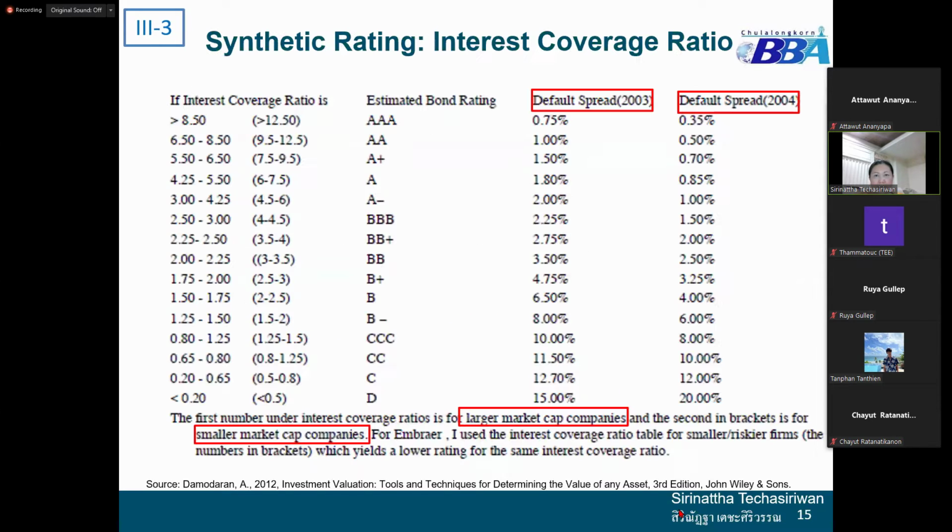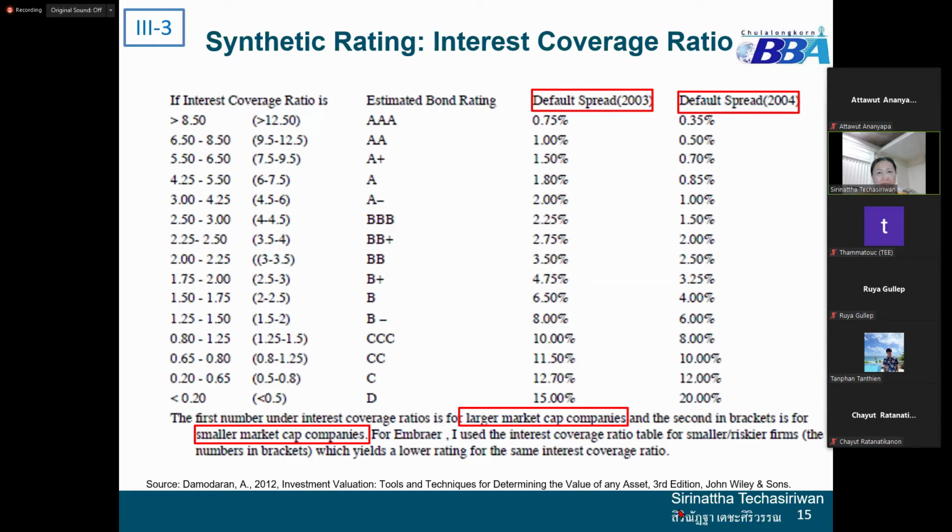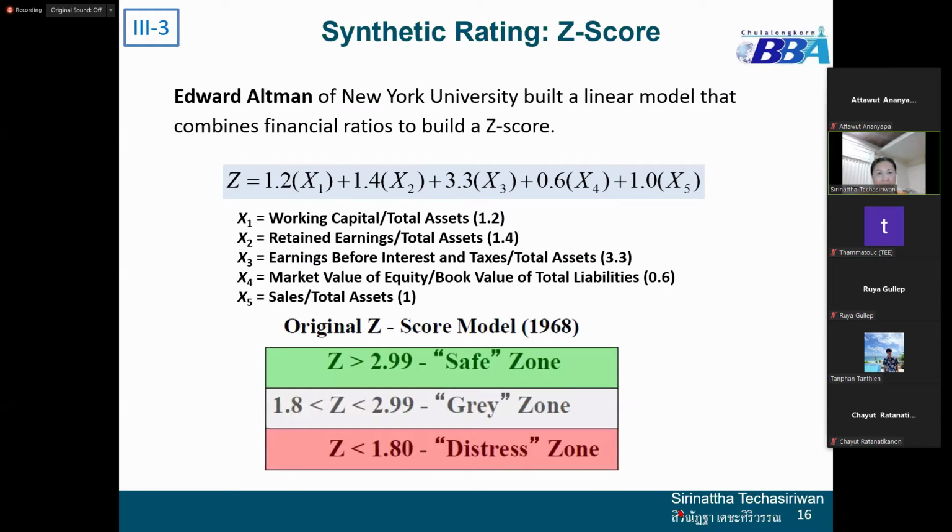Okay, any question on this slide? If you have no question, the other ratio is the so-called Z-score. Z-score is applied quite a lot to measure the credit rating of a financial company like a bank or finance firm. For the real sector, you can use interest coverage ratio and Z-score, but for the financial sector, they use Z-score quite a lot.